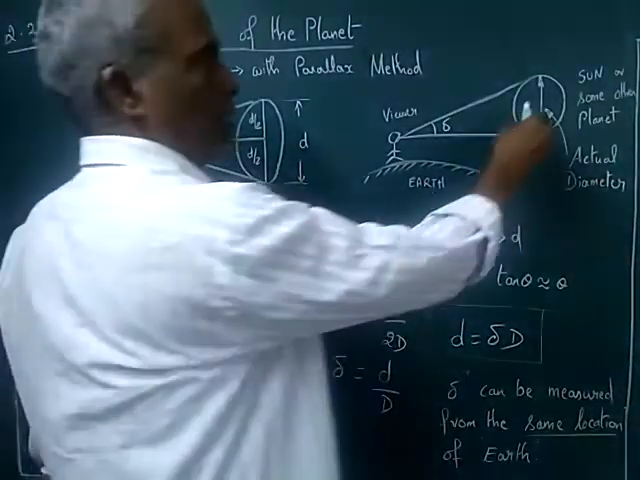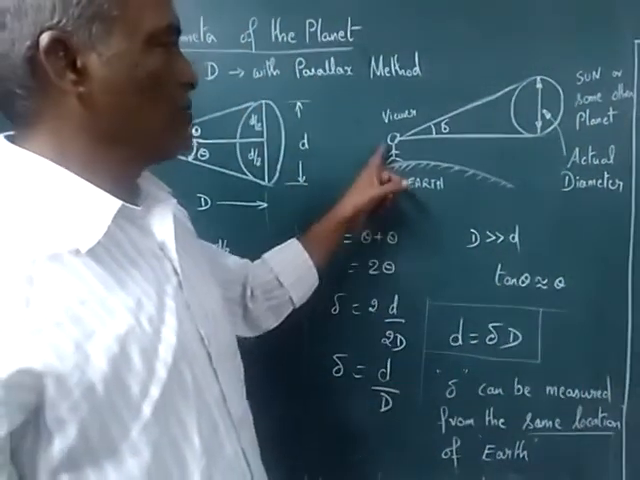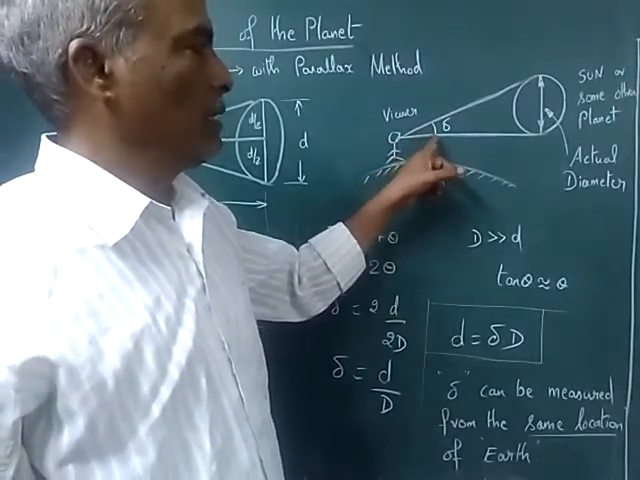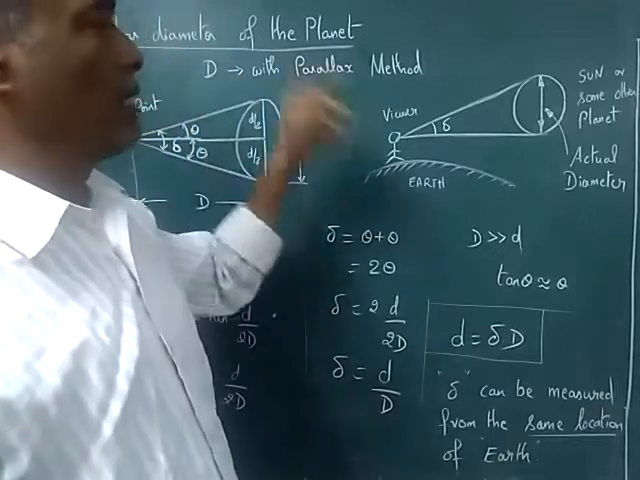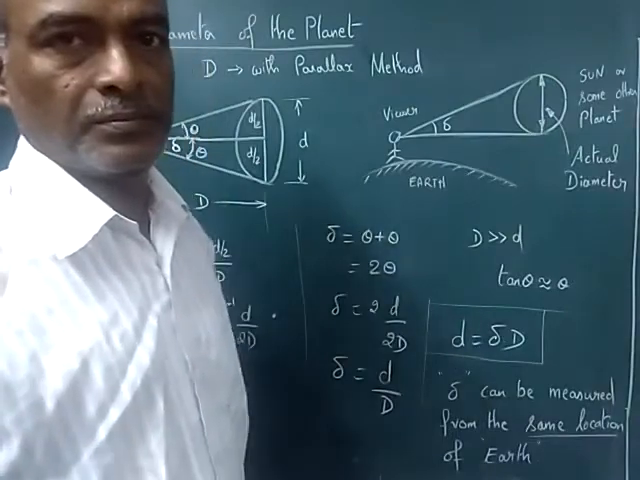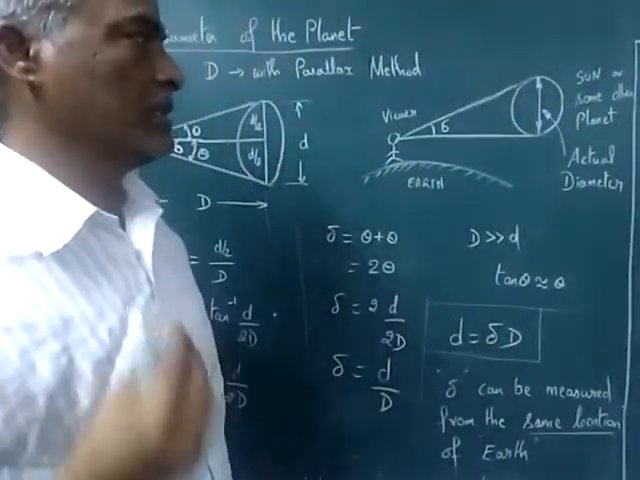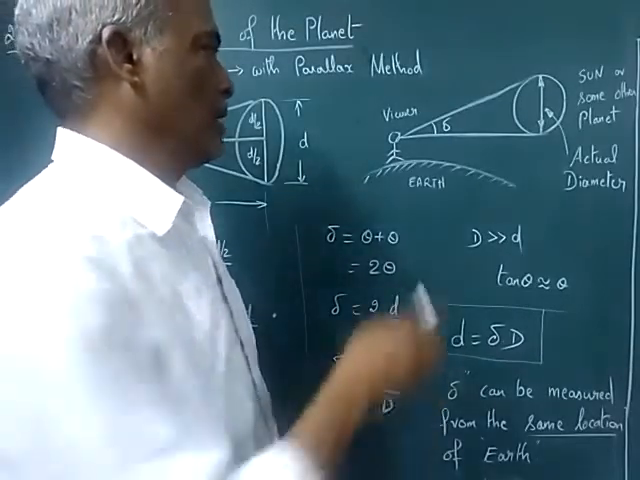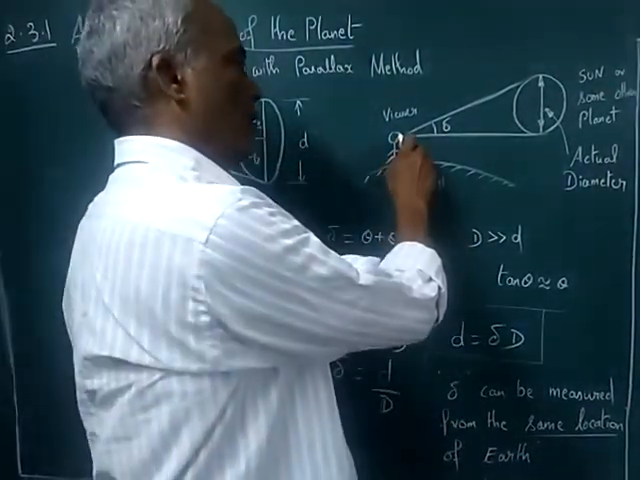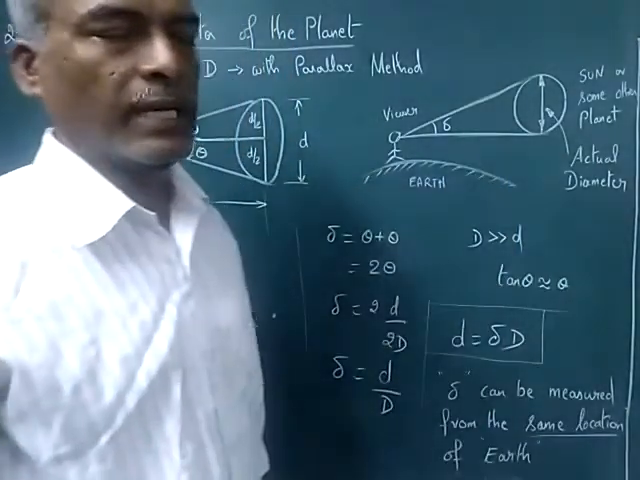So this is the planet, or it can be sun. This is the earth surface, observer or viewer. This del is the angular diameter, whereas this is the actual diameter. This distance is the actual diameter of the particular planet or sun, and this is earth surface. Actually, the viewer is viewing this side and measuring the angle del.